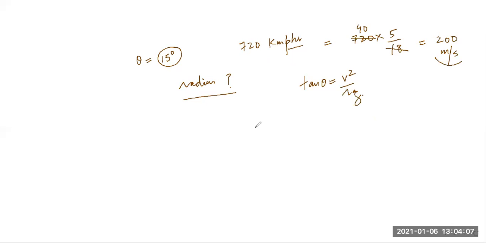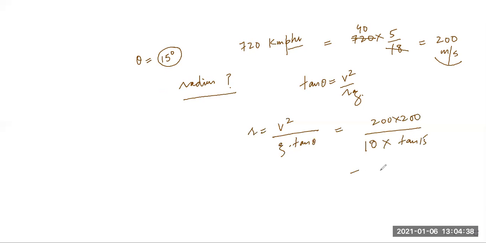Now we will see what will be r. It's very simple. r will be equal to v square divided by g into tan theta. Am I right? So this is equal to, what is v? 200 square. So it will be 200 into 200 divided by g, let's take it as 10, into tan 15. This value we can find. So r is equal to 1.52 into 10 raised to power 4 meter. So students, this will be the radius.